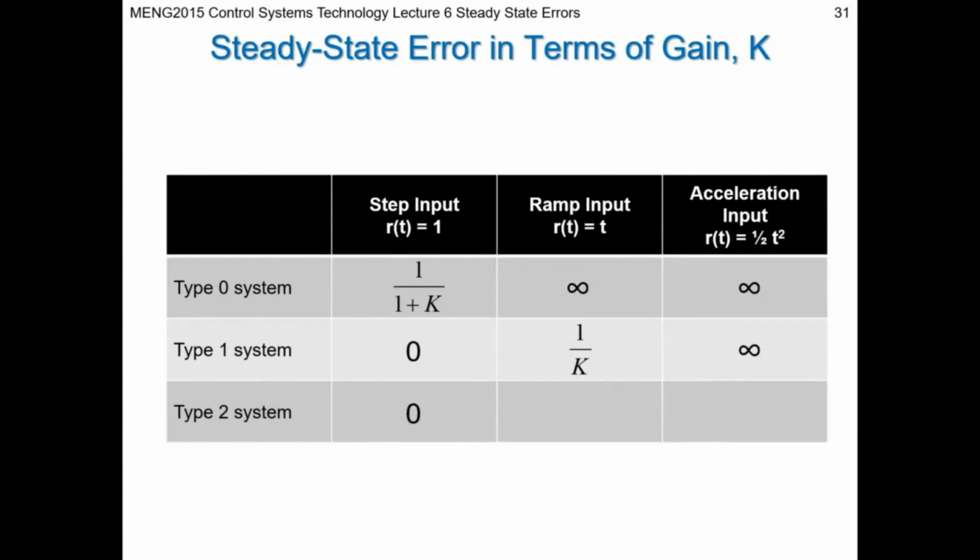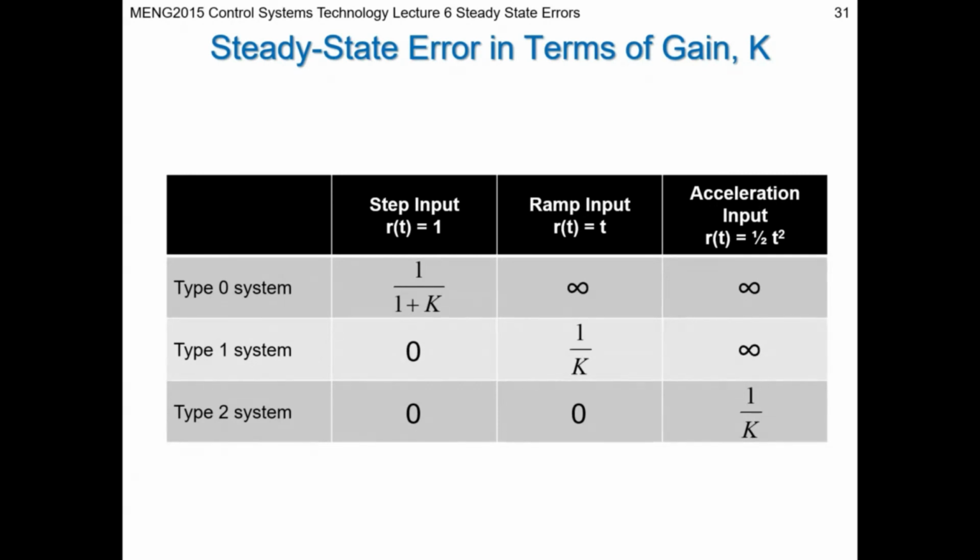If you have a type 2 system, then for your step inputs, you're going to meet your step input. There's going to be 0 steady state error, and you could also exactly meet your ramp input. There'll be 0 steady state error for your ramp input. But for your acceleration input, you're going to have a steady state error. You can follow it, but the steady state error is going to be 1 over K.